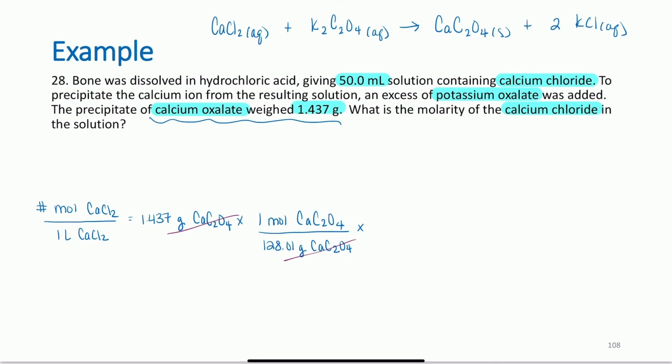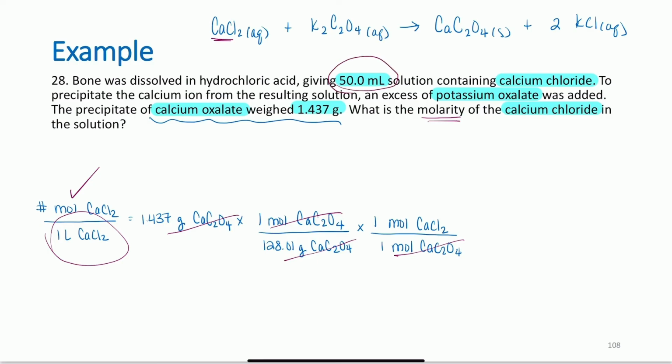So now I've got moles of calcium oxalate, but I'm trying to find the molarity of calcium chloride. So I'm trying to find moles per liter here. I want to convert back to moles of calcium chloride. 1 mole of calcium chloride to 1 mole of calcium oxalate. I now have this, I just need liters of solution. I'm told I have a 50 ml total solution here. So I'm going to divide this by my total solution, 0.0500 liters of solution, and I find this to be 0.0224 molar calcium chloride.